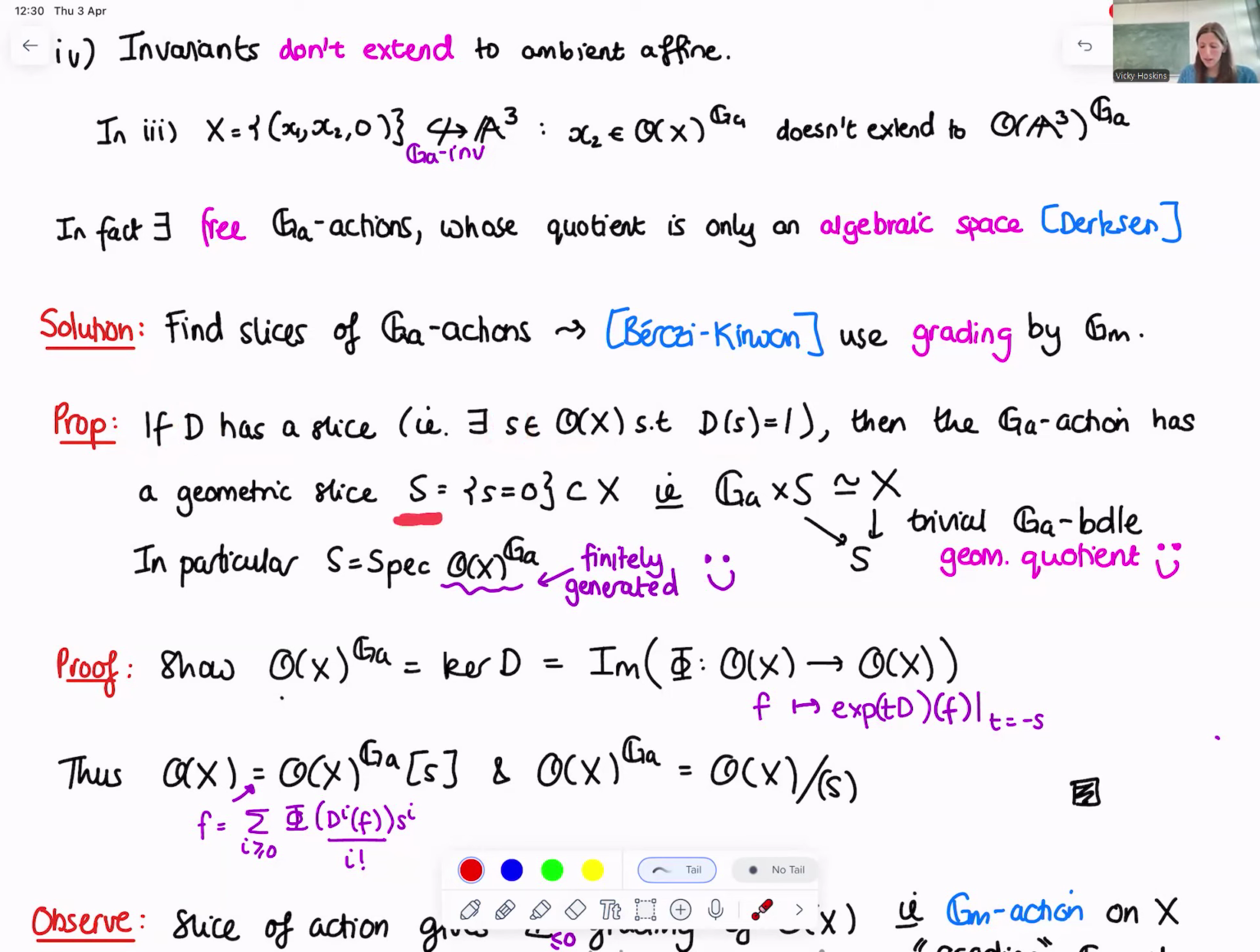So in particular, you actually get a geometric quotient, so it's a good quotient, and then this quotient is indeed the Spec of the invariant ring, so it's finitely generated because S is just a closed subvariety inside X.